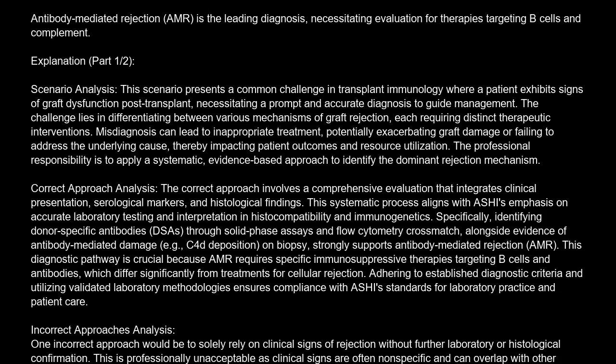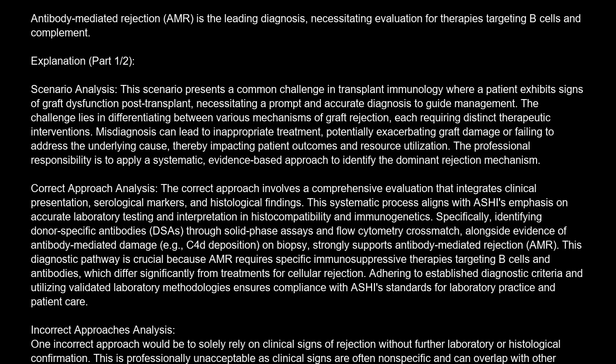Correct answer is D. Antibody-mediated rejection, AMR, is the leading diagnosis, necessitating evaluation for therapies targeting B cells and complement. Explanation. Scenario analysis. This scenario presents a common challenge in transplant immunology where a patient exhibits signs of graft dysfunction post-transplant, necessitating a prompt and accurate diagnosis to guide management. The challenge lies in differentiating between various mechanisms of graft rejection, each requiring distinct therapeutic interventions.